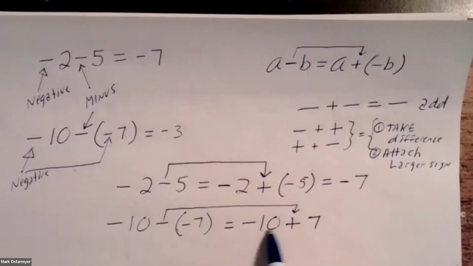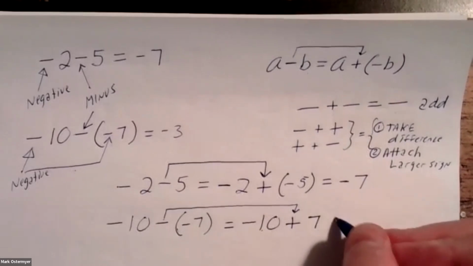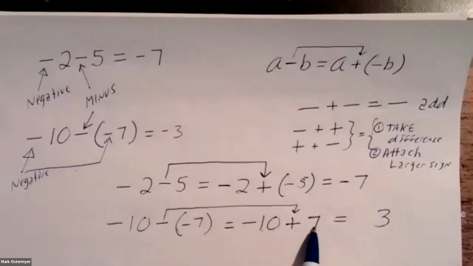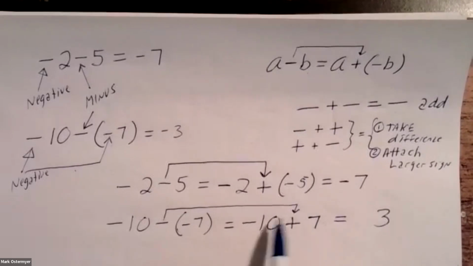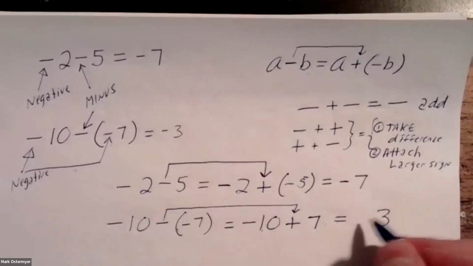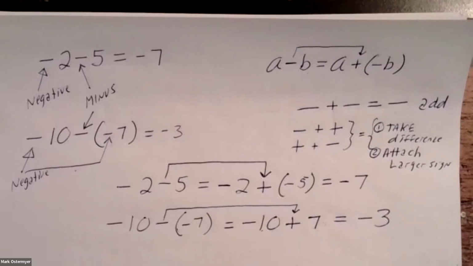So a negative 10 added to a positive 7. What's the difference of 10 and 7? Difference. Don't add these together. Don't call it 17. No, what's the difference of 10 and 7? 3. Now, which number is bigger, 10 or 7? 10. 10, and it is negative. So your answer in this case would be what? Negative. Everybody see how that worked there?